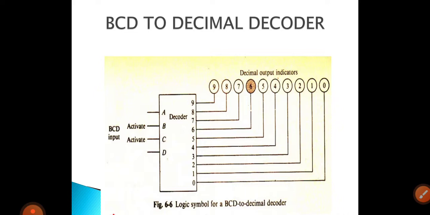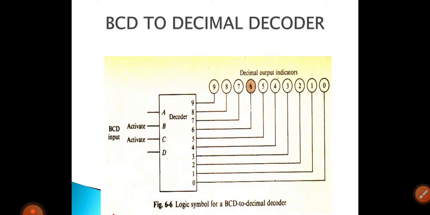How can we explain that in the BCD to decimal decoder? You know about this. What is the meaning of BCD and what is the meaning of decoder? Yes, it is decoding the number. In the BCD numbers, there are 4-digit numbers.